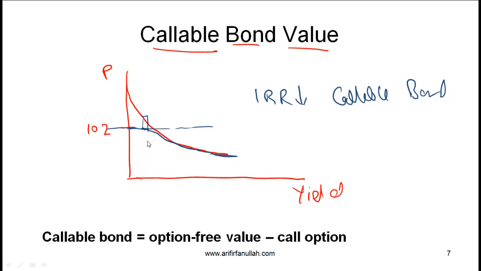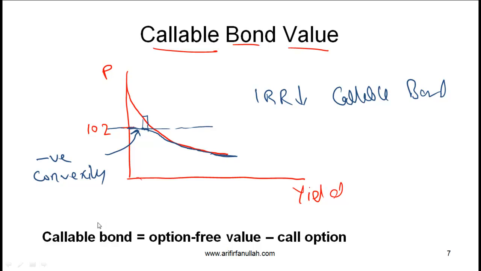Another minor point is that for a callable bond at low yields, we have something called negative convexity. So the option-free bond has convexity, or positive convexity, but at low yields a callable bond has negative convexity. And now the final point on this slide is that the value of a callable bond will always be lower than the value of an option-free bond.